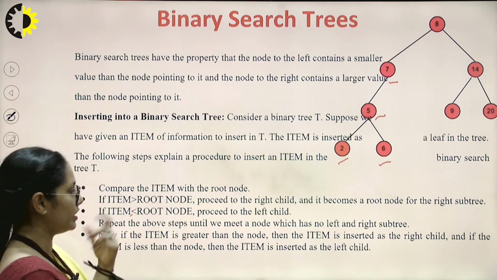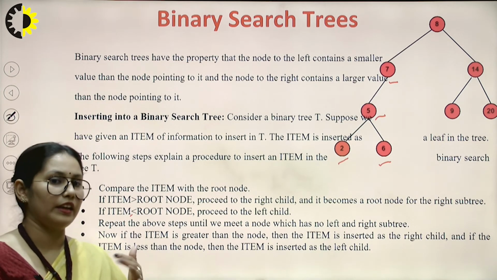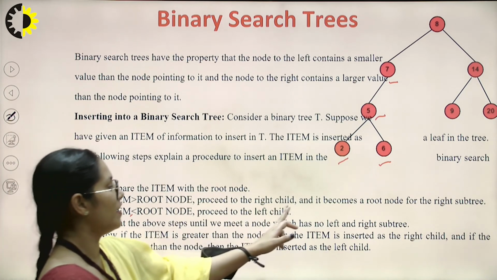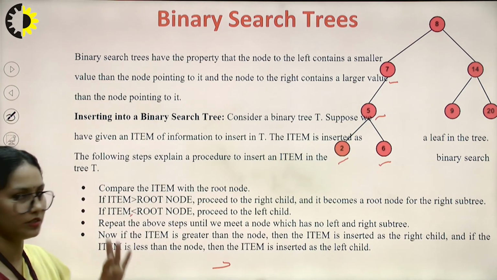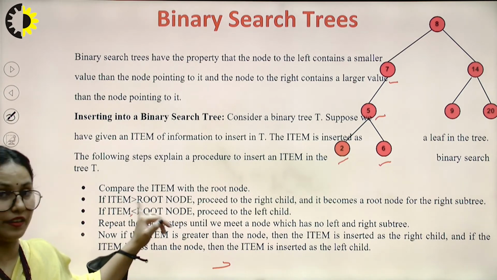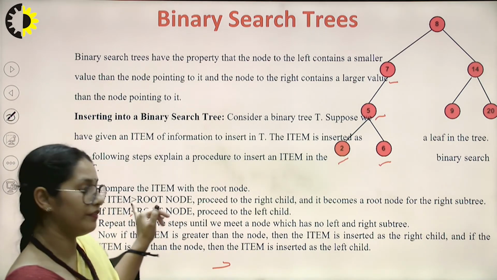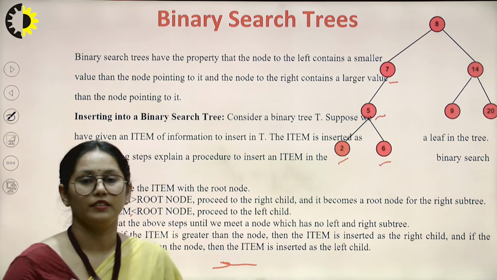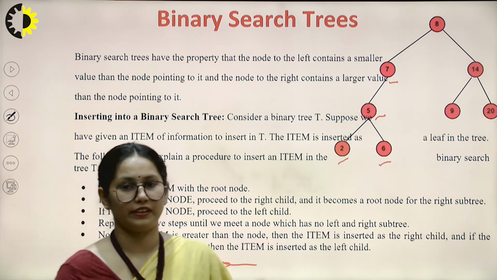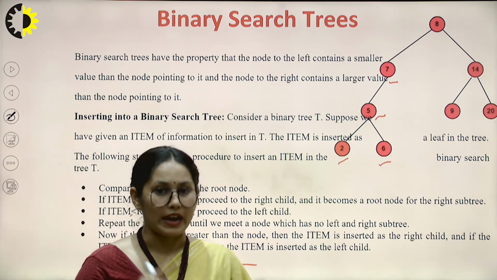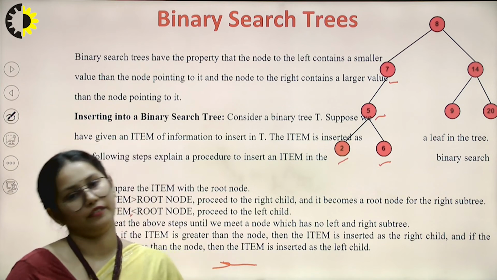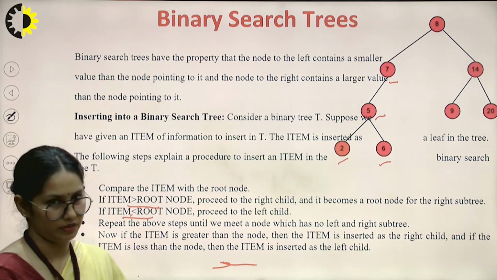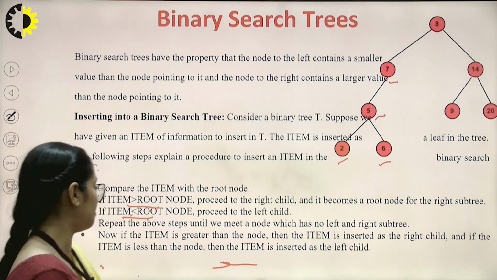So this is the condition that you are comparing. If the item value is greater than the root node, then you have to proceed to the right child, because the right child has values which are greater than the root node. And if the item value is less than the root node, then you have to proceed to the left child. So these are the two conditions that need to be remembered while inserting a node into the binary search tree.